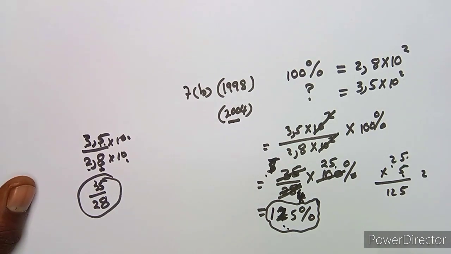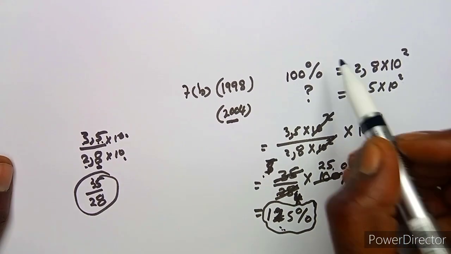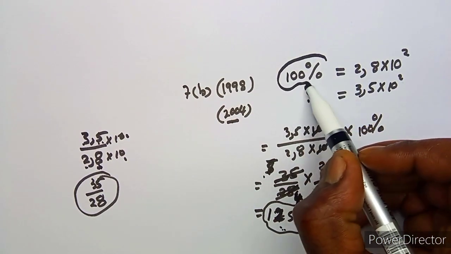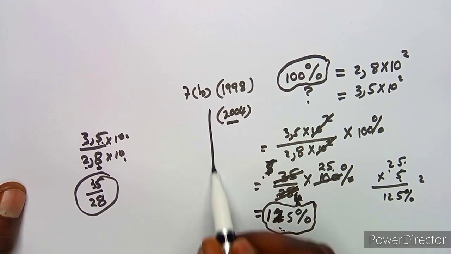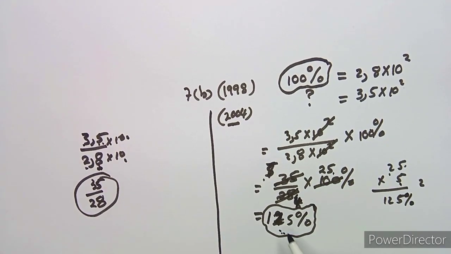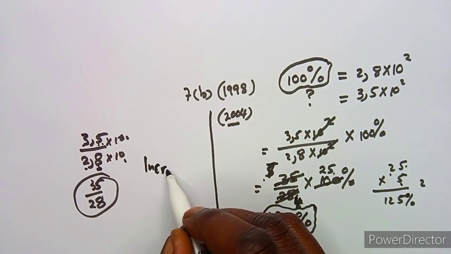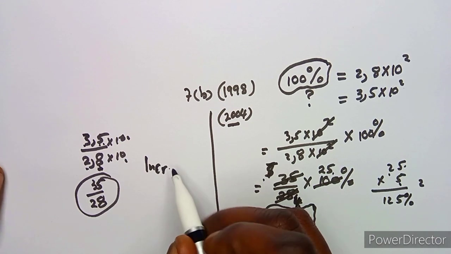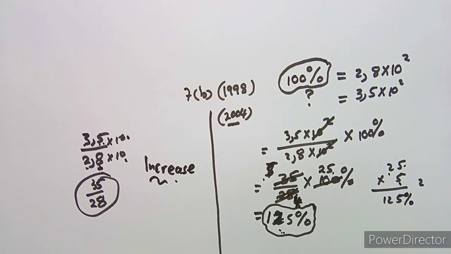So now I'm saying at this 125%, where we are now, the population was originally at 100% before an increase happened. So now there is an increase which took place and we are at 125%. What then was the increase? Because that is what we are asked to calculate in this case. What you need is the increase in percentage.